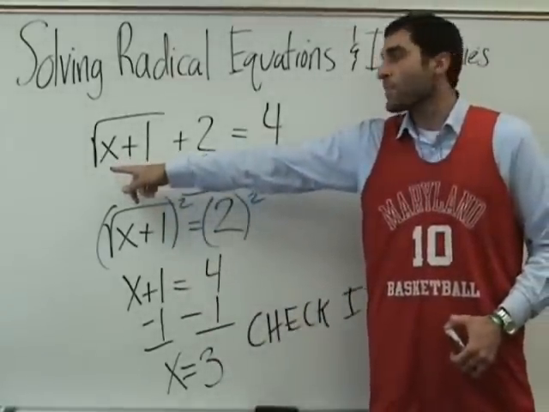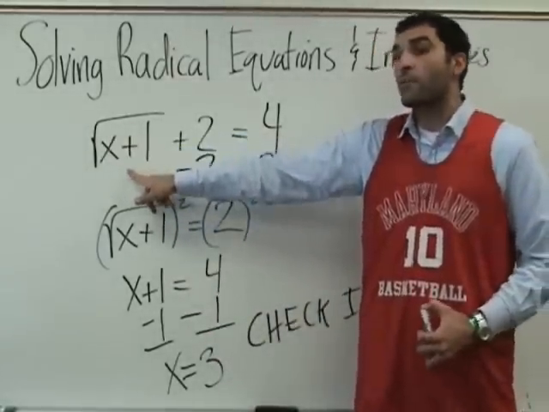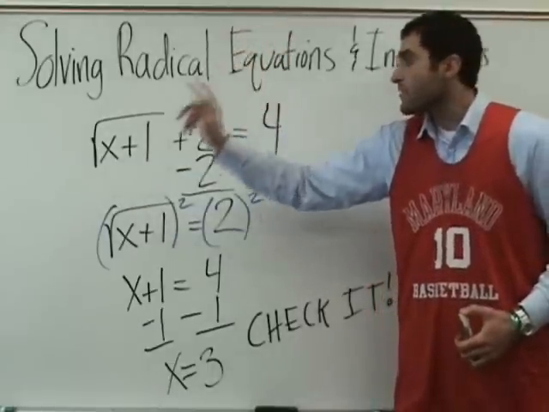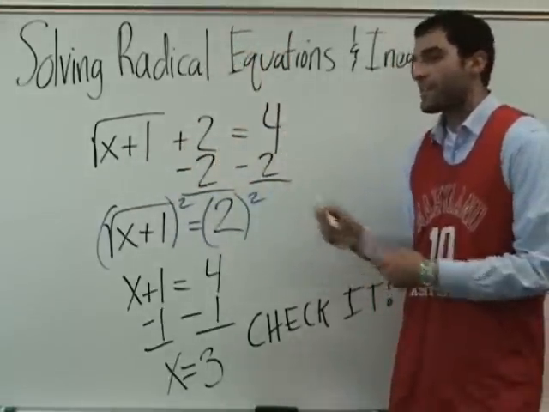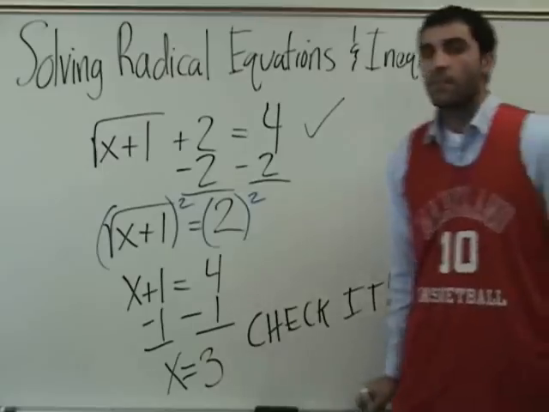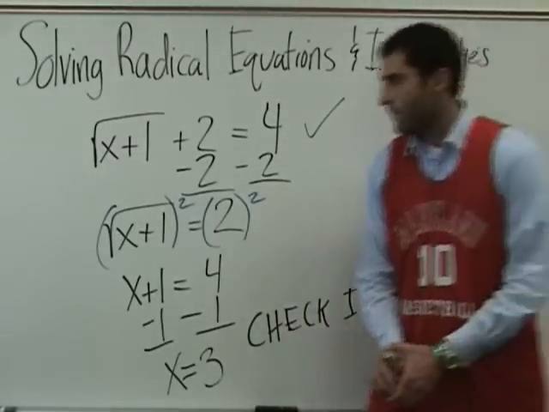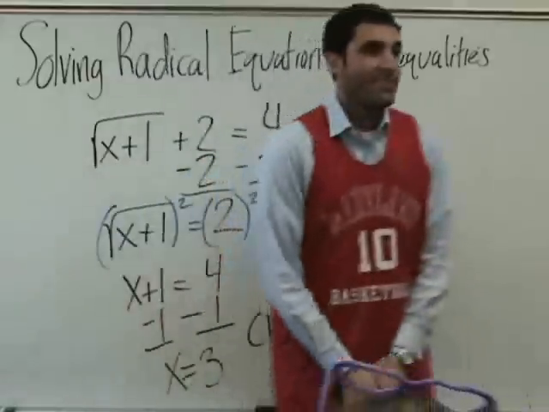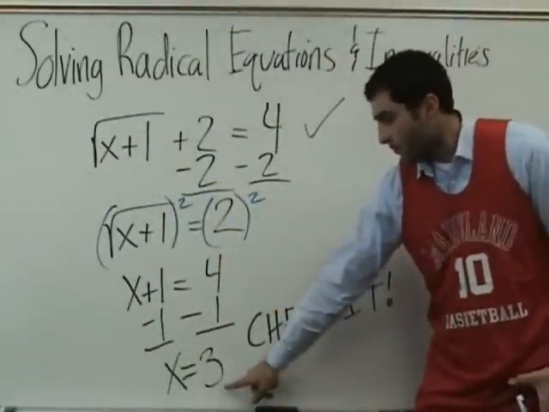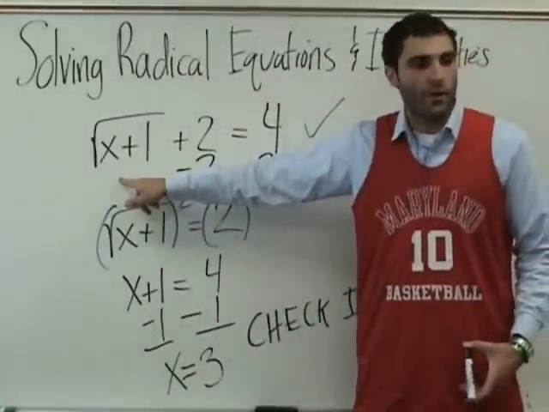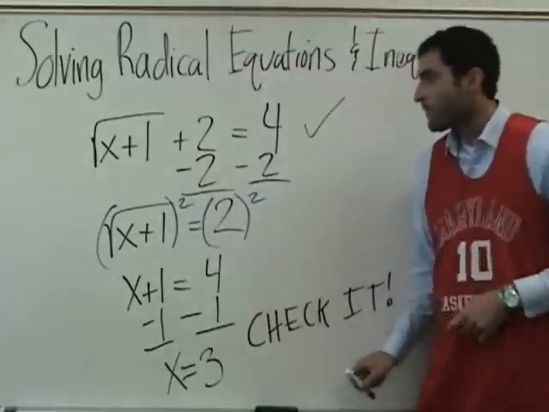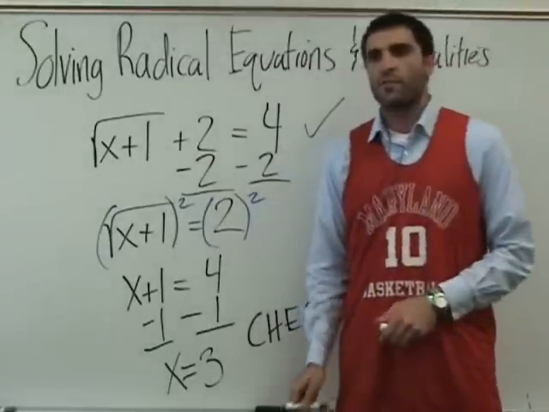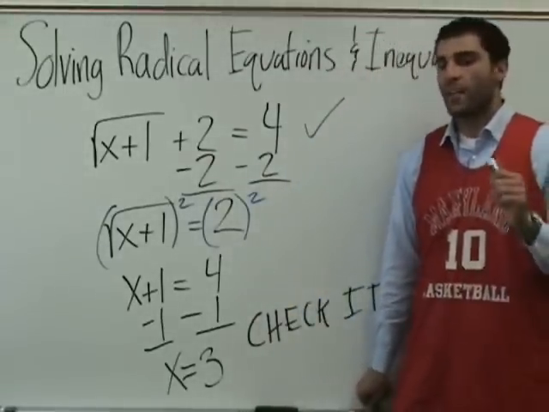3 plus 1. The square root of 3 plus 1 is the square root of 4. 2 plus 2. 2 plus 2 is 4. This time it works. Questions? X plus 1 is 4. Okay, so plug in 3. So square root of 4, right? So then it's 2 plus 2. 2 plus 2 is 4. All right. Sometimes it won't work. We have to check every time.